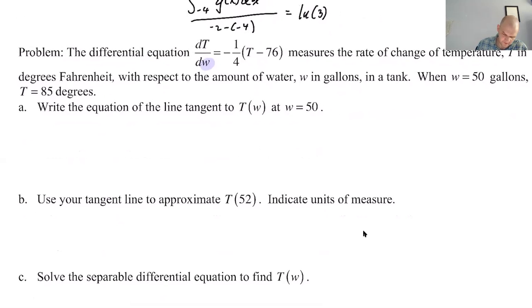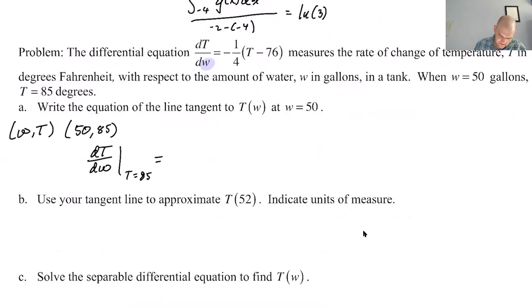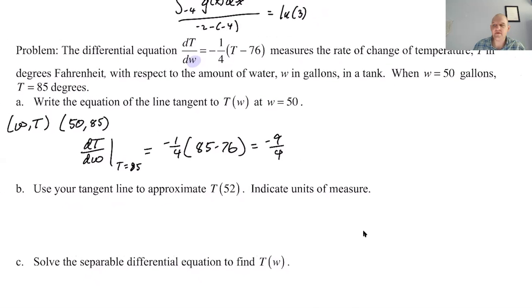Write the equation of the line tangent to T of W at W equals 50. All right, so my ordered pair is 50, 85, and then dT/dW. So this ordered pair is W, T, right? Temperature is a function of water. So dT/dW such that T equals 85 is going to be -1/4 of 85 minus 76, which is -9/4.